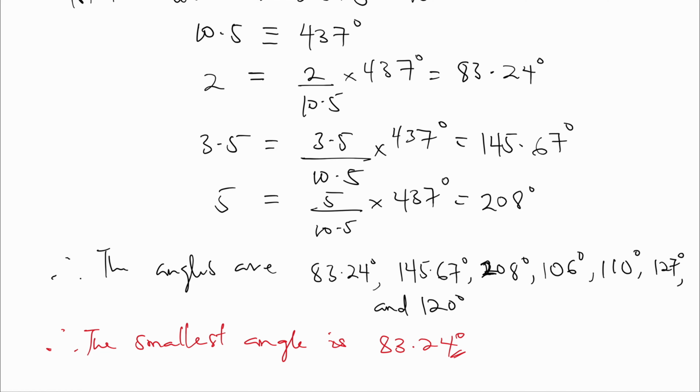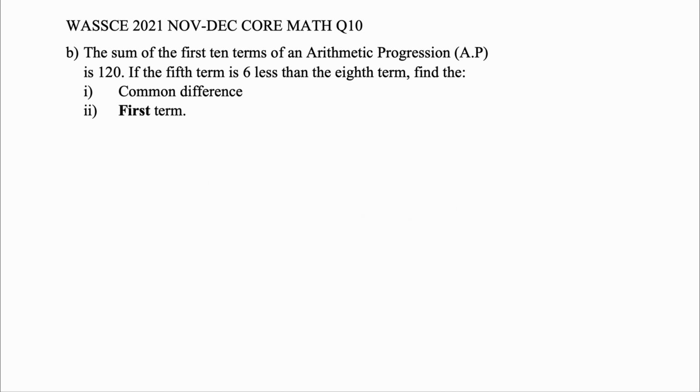So we'll be moving on to question 10B. The sum of the first 10 terms of an arithmetic progression is 120. If the fifth term is 6 less than the 8th term, find (i) the common difference, (ii) the first term. So let's begin with our solution.